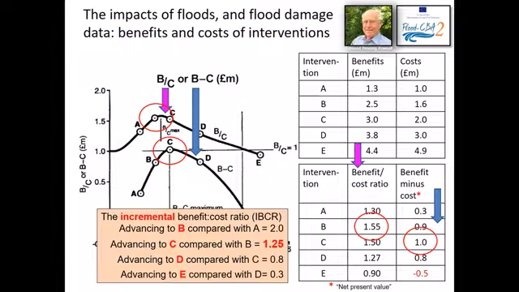So the incremental benefit-cost ratio gives you a measure of how satisfactory it is to move to higher design standards, higher levels of safety, higher levels of protection. But of course that comes with a cost, and we need to make sure the costs of higher standards of protection don't exceed the benefits that we obtain from that extra investment.